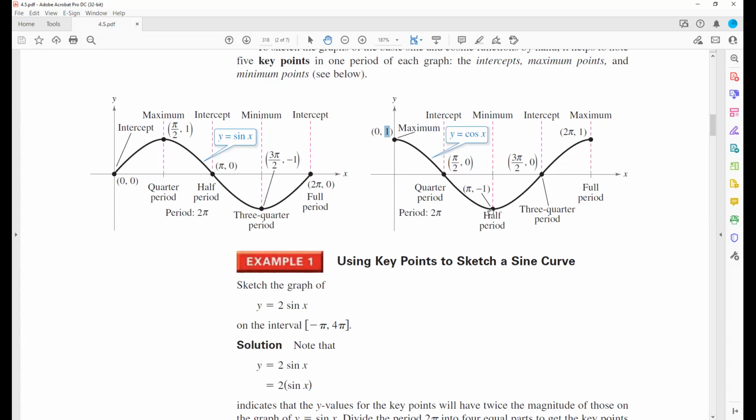Well, when it took its minimum value, it starts rising. It hits the x-axis at 3 pi over 2, and then it goes up and stops at 2 pi, and it takes on its maximum value.